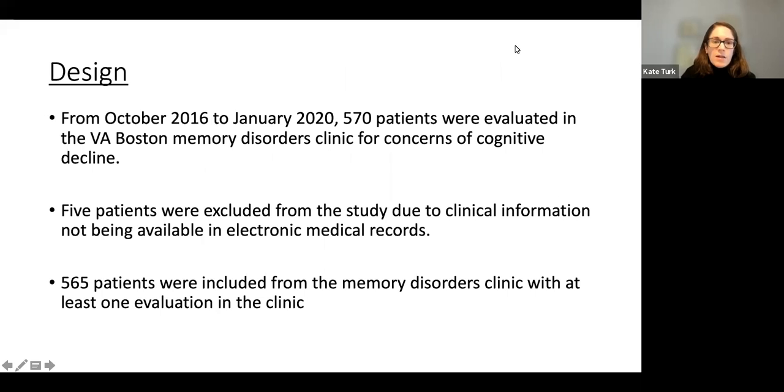So the design: from 2016 to 2020, 570 patients were evaluated retrospectively. They had all been seen at the VA Boston Memory Disorders Clinic for concern of cognitive decline. Only 5 patients were excluded due to clinical information not being available in their records, but 565 in total were included since they had at least one evaluation in the clinic.